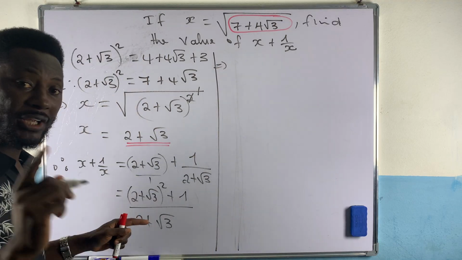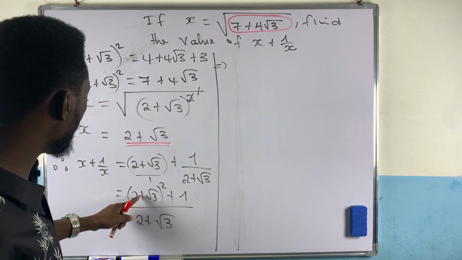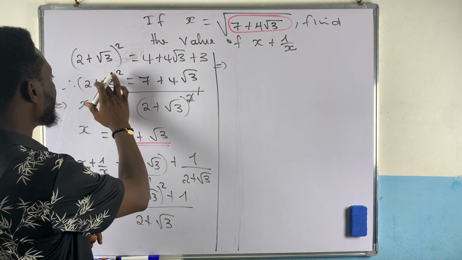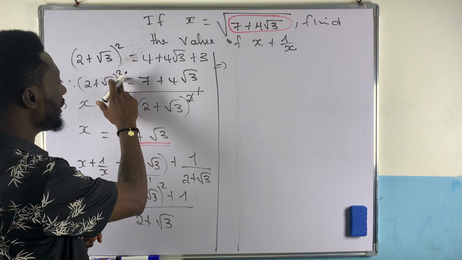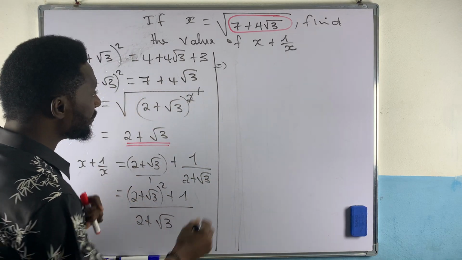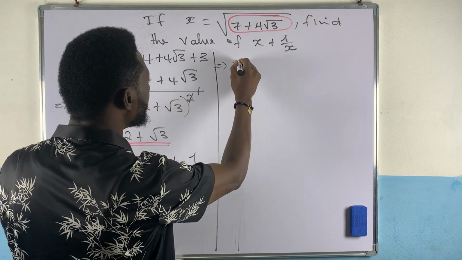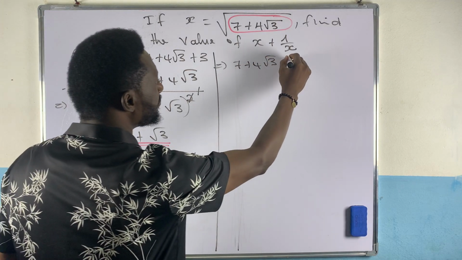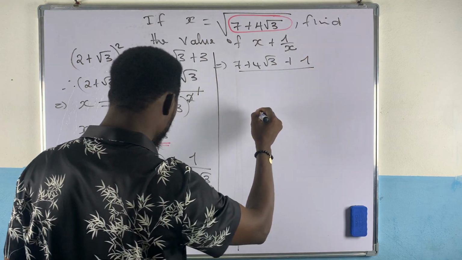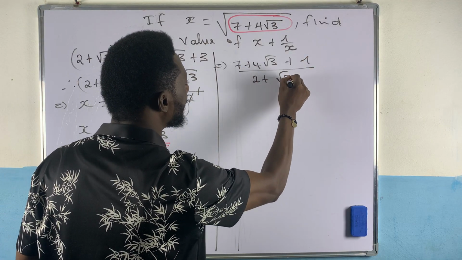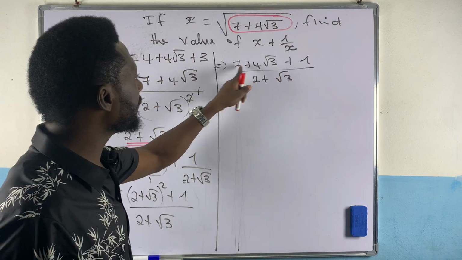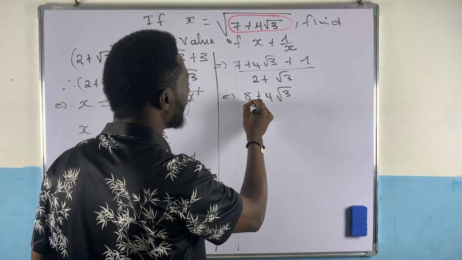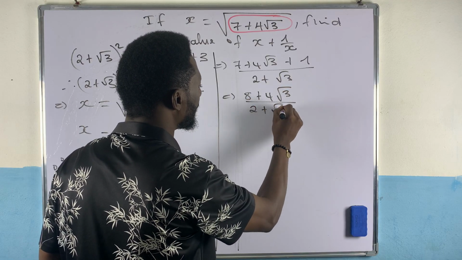So recall from above, we already saw that 2 plus root 3 all that squared is the same as this. We have already expanded 2 plus root 3 and it gives us this. So this expression now becomes 7 plus 4 root 3, that is in this place, plus 1, all that divided by 2 plus root 3. So 7 plus 1 gives us 8 plus 4 root 3, all that on 2 plus root 3.